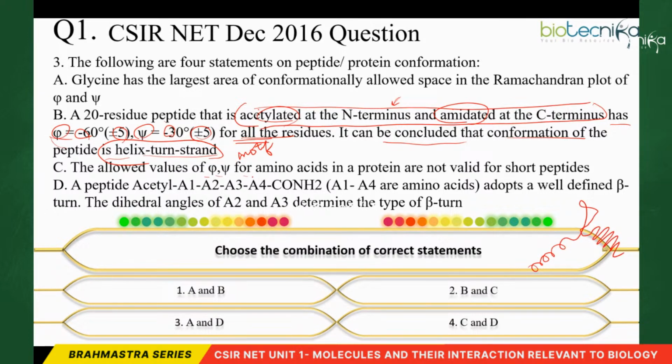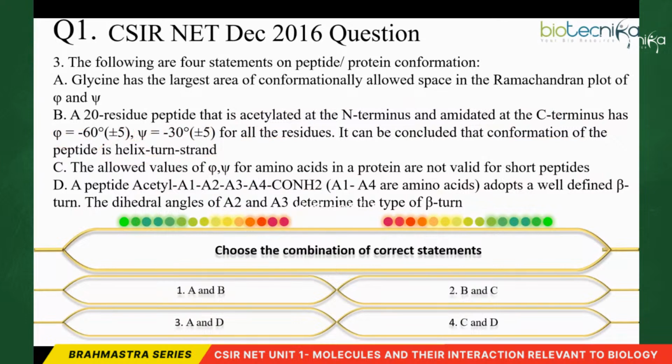The allowed values for phi and psi for amino acids in a protein are not valid for short peptides. And a peptide which has, so again you are seeing these are the cappings. You have to see what is in between the capping, that is A1 to A4, adopts a well defined beta turn. The dihedral angles of A2, A3 determine the type of beta turn. So which out of these is the correct statement?